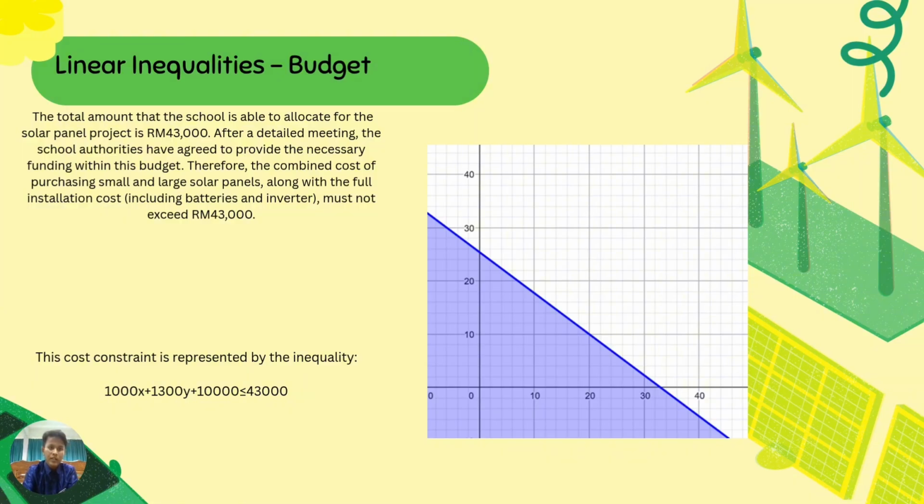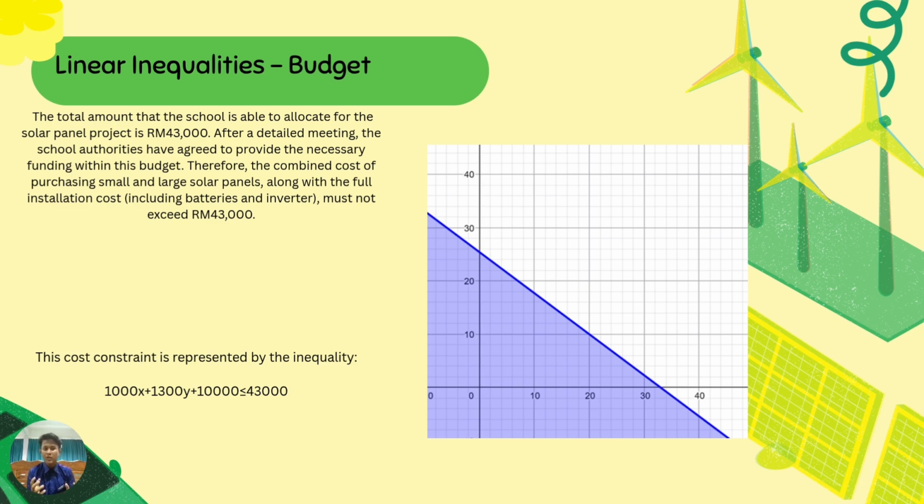Okay, for the linear inequality or budget, the total amount that the school is able to allocate for the solar panel project is 43,000. After a detailed meeting, the school agreed to provide the necessary funding within this budget. Therefore, the combined cost of purchasing small and large solar panels, along with the full installation cost including batteries and inverter, must not exceed 43,000. So we need to calculate the cost to build the whole system.